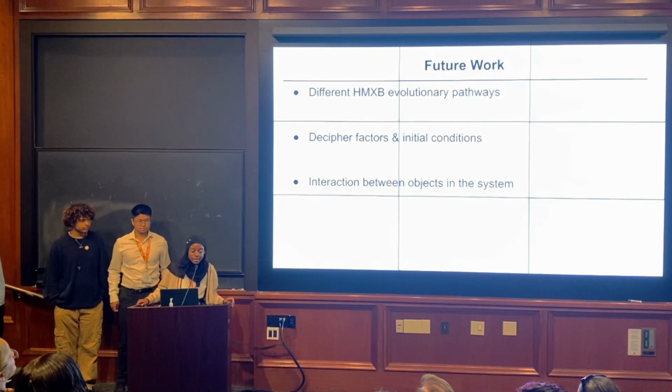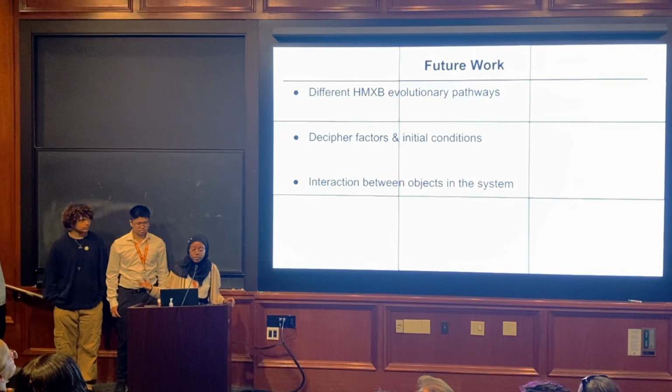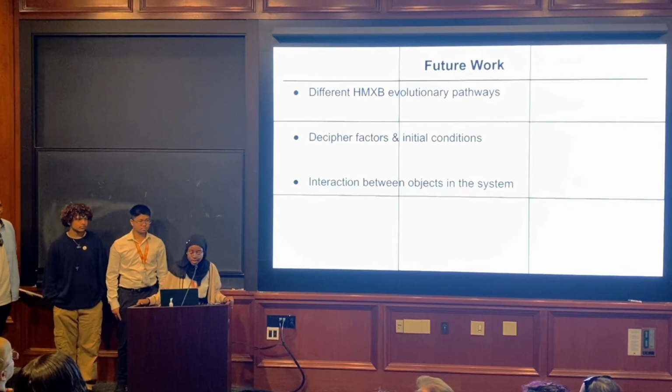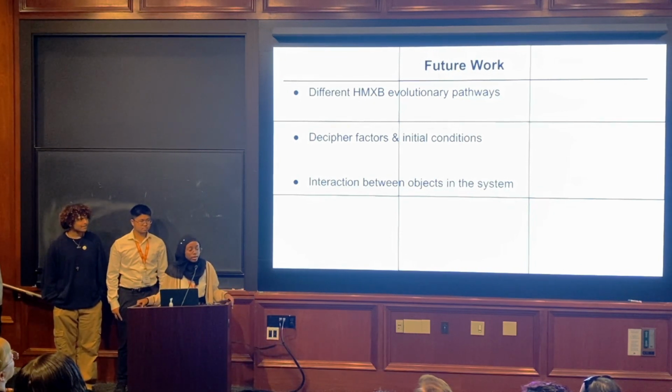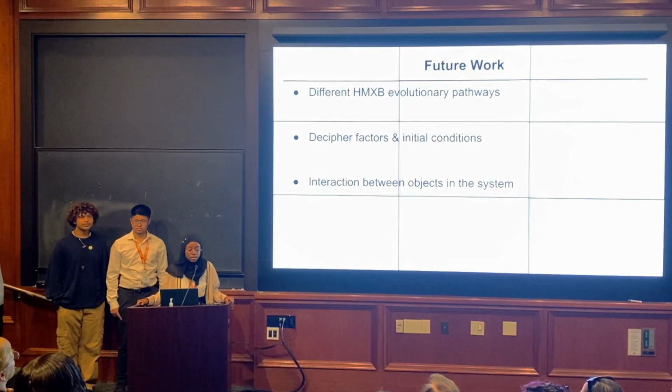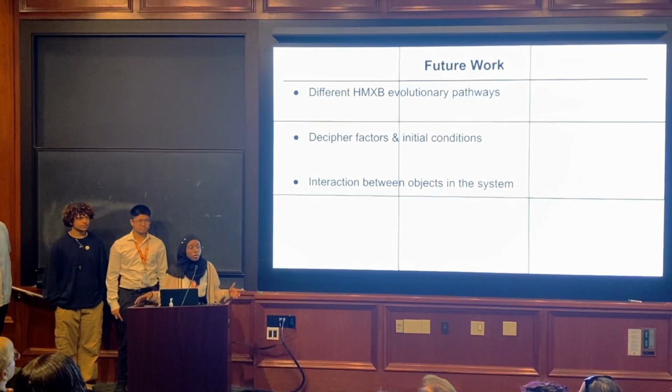So had we been given more time to work on this project, we would have loved to find out if there are different high-mass X-ray binary evolutionary pathways. So what other channels exist for the high-mass stars to take? We would have loved to decipher different factors and initial conditions such as mass and orbital period that can influence the path the star takes. And we would have loved to look at the interaction between the objects in the binary, so whether they're exchanging mass, and things like that.